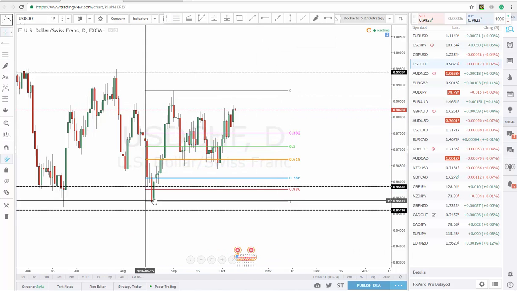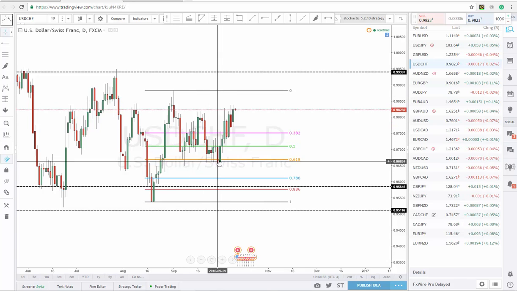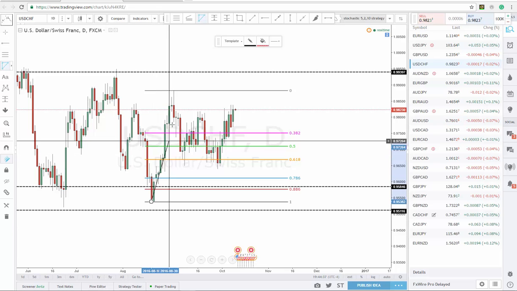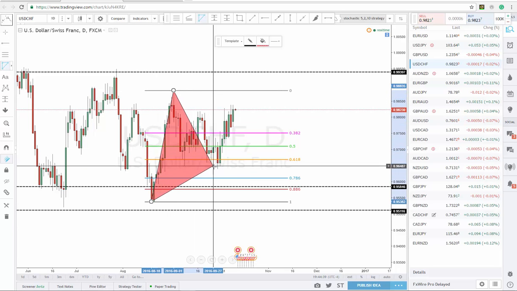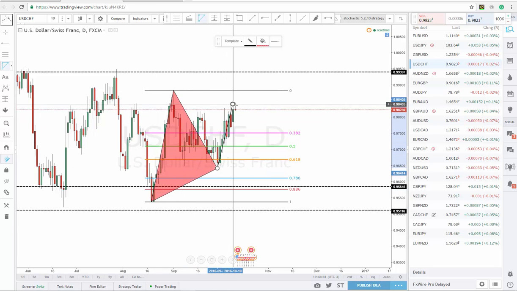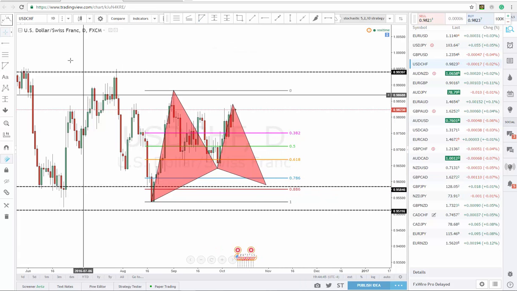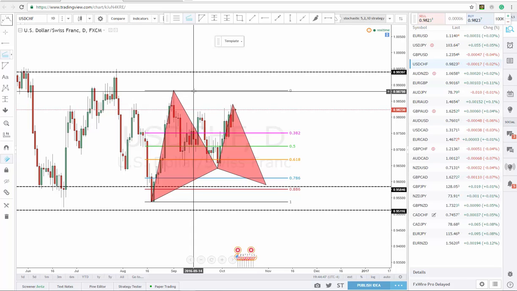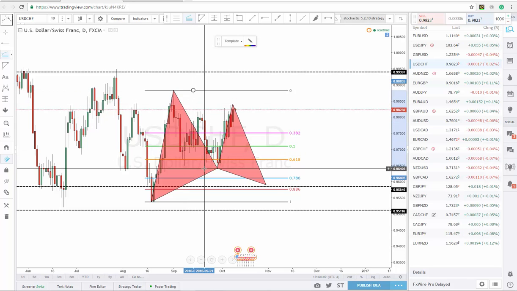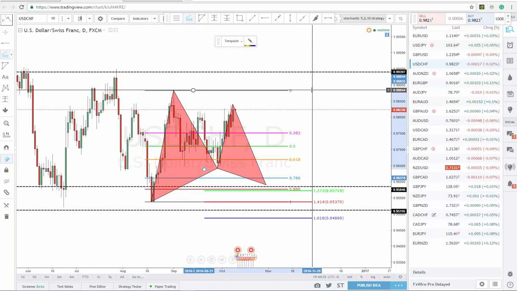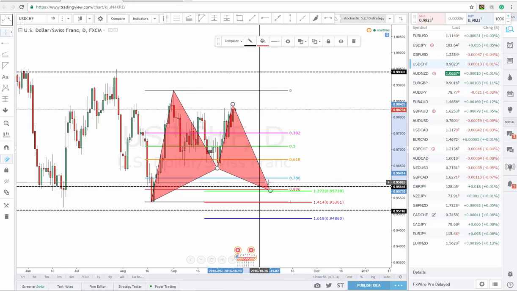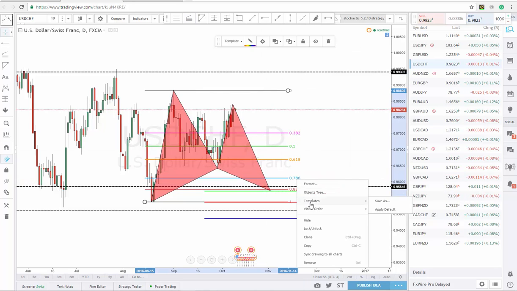Pulling from our X leg down here up to A, we get a 618 retracement, followed by another 618 retracement, showing me that there is a possible Gartley pattern here. And if I go ahead and do this, then you'll see that that Gartley pattern actually ends right at that weekly level of support. Draw on my 127 extension, a little lower than our weekly support level.